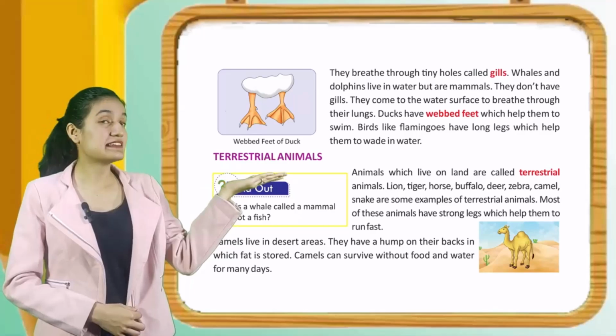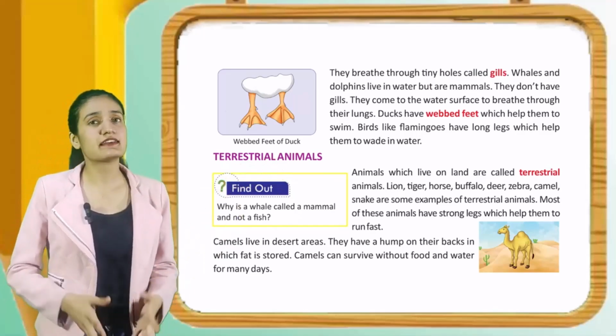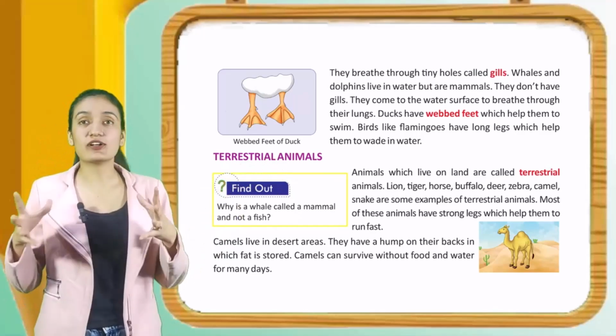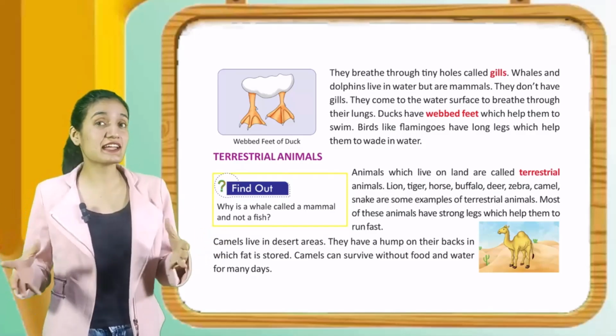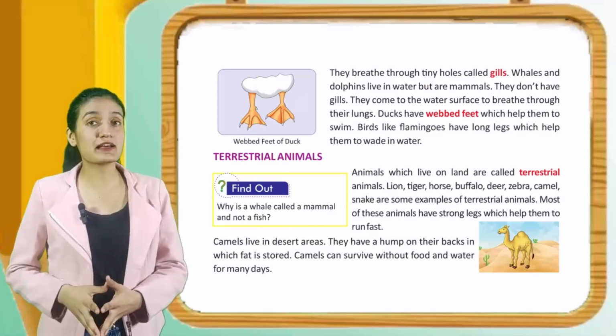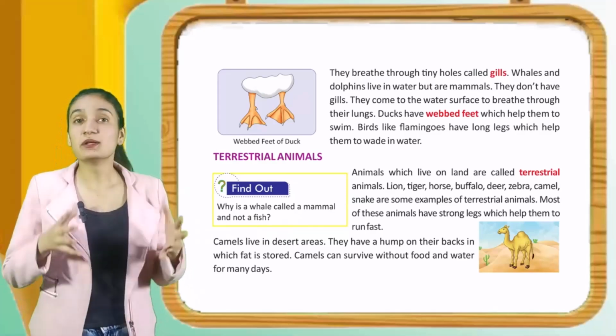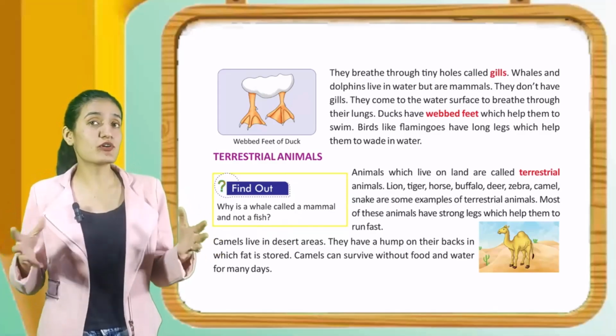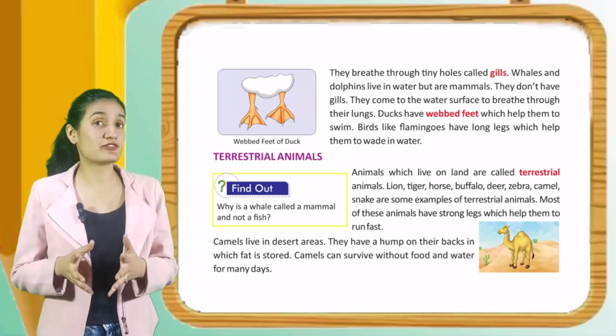Okay, now let's read about terrestrial animals. Animals which live on land are called terrestrial animals. Lion, tiger, horse, buffalo, deer, zebra, camel, snake are some examples of terrestrial animals. Most of these animals have strong legs which help them to run fast.